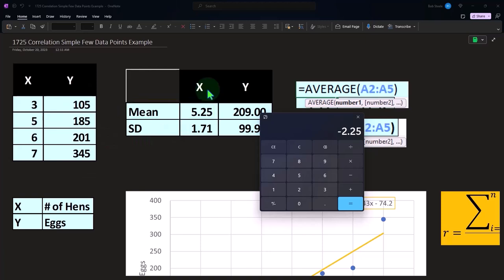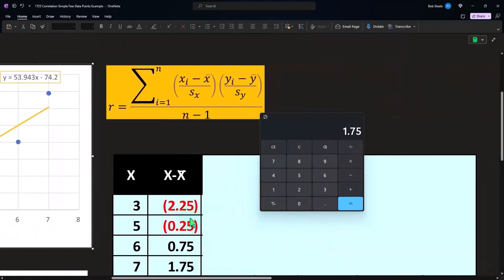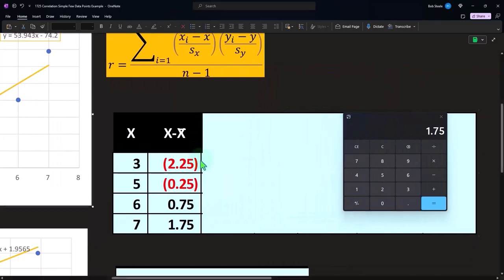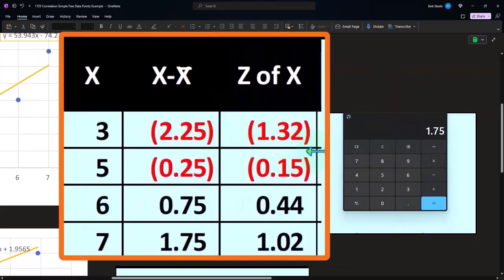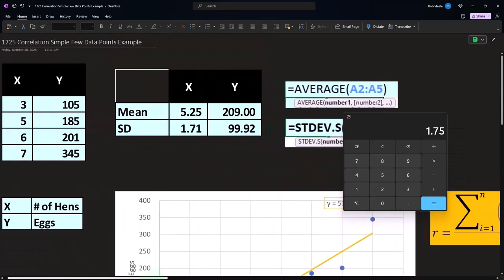We get to the negative 2.25, and then I take the 5 minus the 5.25, and I get to the 0.25. I take the 6 minus the 5.25, and I get to the 0.75, and I take the 7 minus the 5.25, and I get to the 1.75. So that's what we have here. There's those three numbers. And then to get to the z-score, we take those numbers and divide them by the standard deviation.